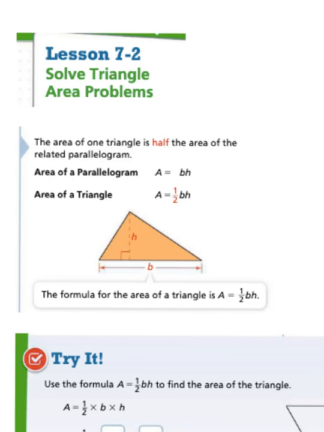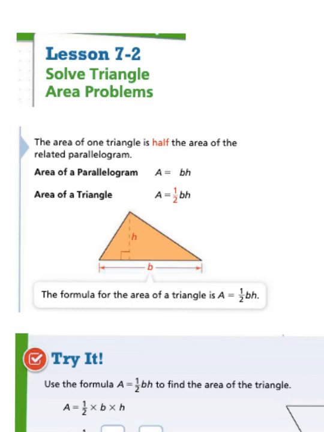Today we're going to talk about solving triangle area problems, or finding the area of triangles. Looking at the equations we have, we know that the area of a parallelogram is base times height. Well, the area of a triangle is 1/2 base times height. So whenever we're finding the area of a triangle, we are going to use 1/2 base times height.